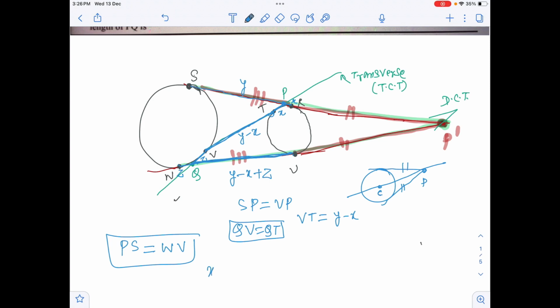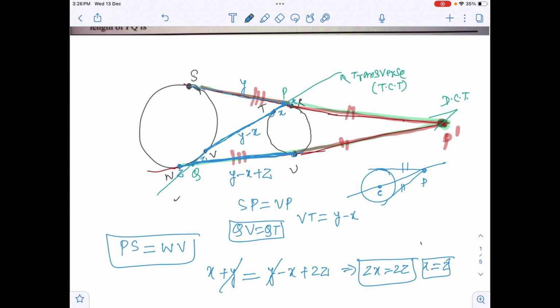Now what is PS? X plus Y by our notation. And what is the distance W and B? It is Z plus this extra part, so Y minus X plus 2Z, right? Z plus this value, Y minus X. And very interestingly, what we are seeing here is 2X equals 2Z. That gives X equals Z.